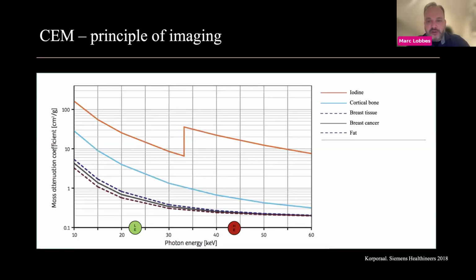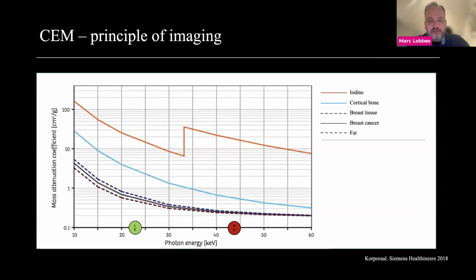And the way we do it in contrast-enhanced mammography is by dual energy mammography. Now, in general, we do mammography at 22, 25 kV, which is the green dot depicted on the x-axis. That's where the low energy image is also acquired.